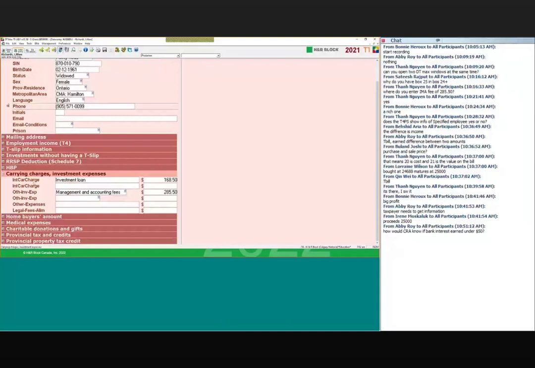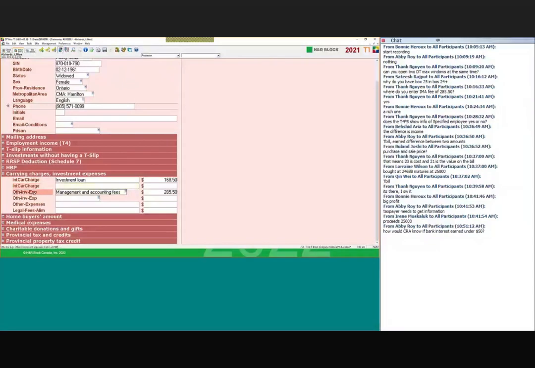We have different things that we can report. The first line here is interest paid on loans to earn investment income. In Lillian's case, she took out an investment loan and she's still paying it back. For 2021, she was charged $168.50. So you can put that in. Once you enter one data entry screen, it brings it up so you can do it a second time if you need it.